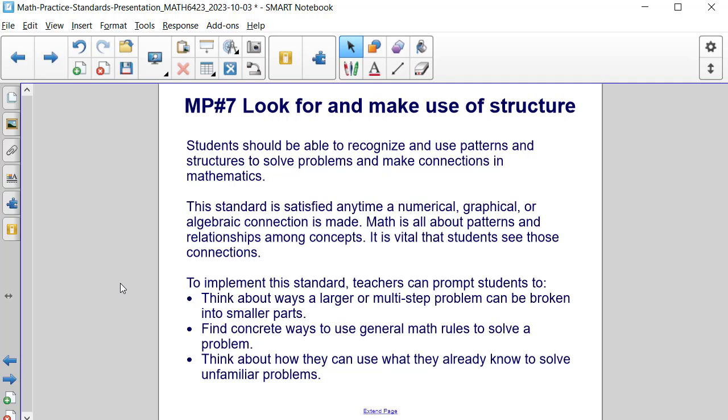To implement this standard, teachers can prompt students to think about ways a larger or multi-step problem can be broken down into smaller parts. They can find concrete ways to use general math rules to solve a problem. They can also think about how they can use what they already know to solve unfamiliar problems.